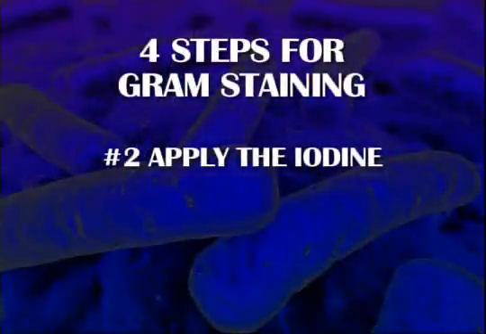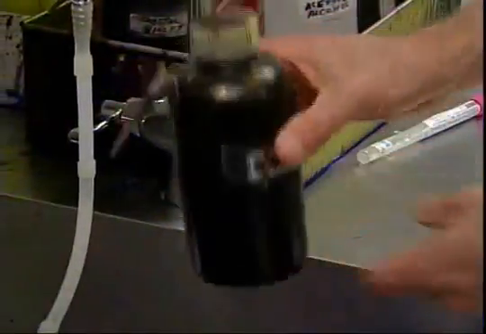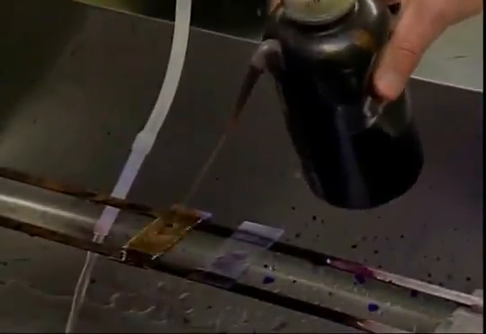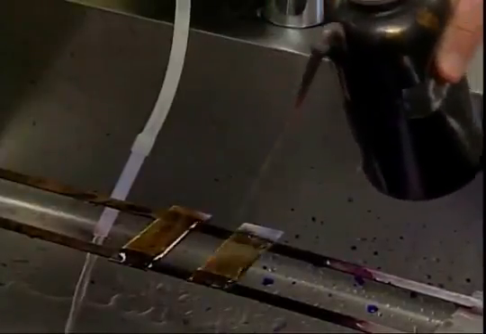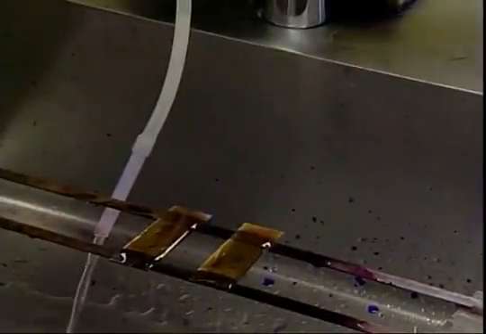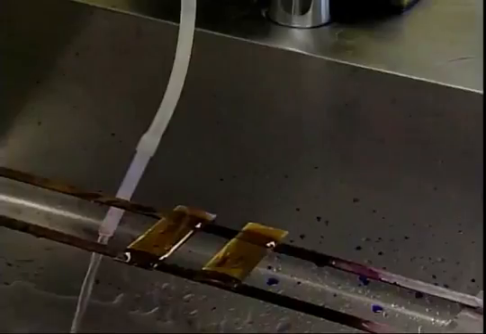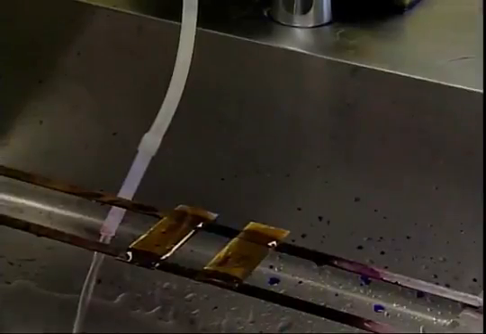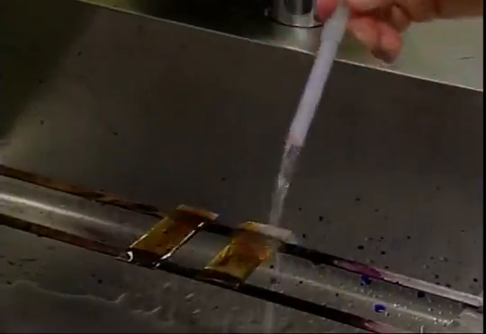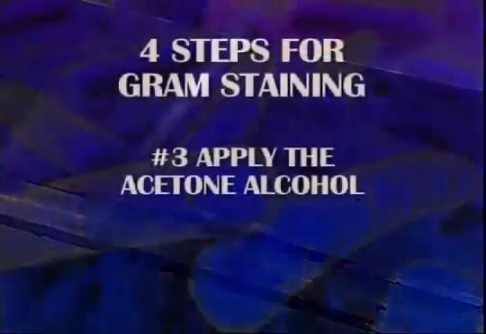The second stage is iodine. Iodine acts like a binding agent or a mordant. And that iodine will bind that crystal violet to the cell wall of all gram-positive organisms, but only the gram-positive organisms. We wash that off.